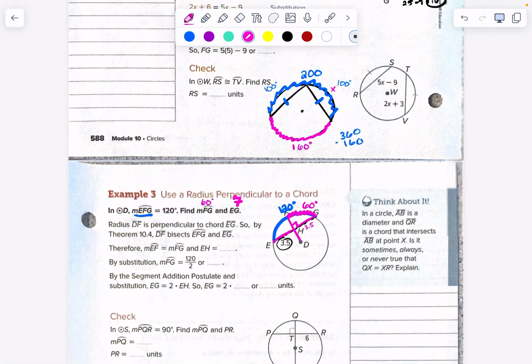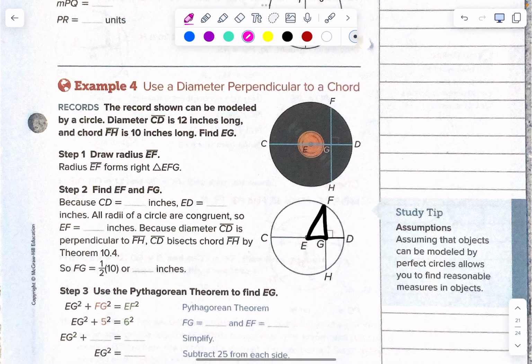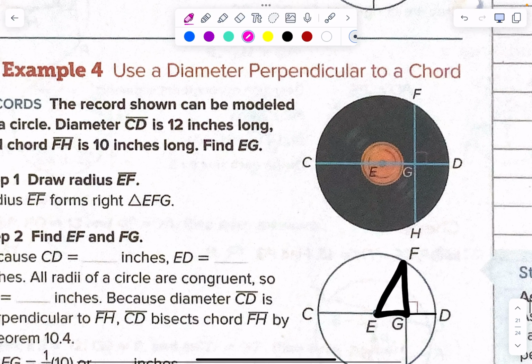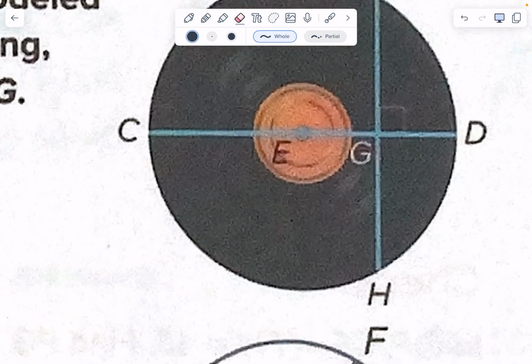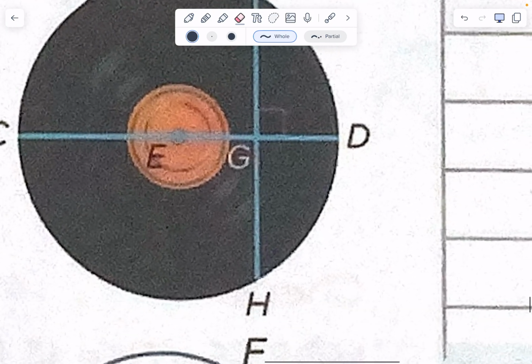Perfect. Okay. Example 4. This one's the hardest one. Okay, pay close attention to this one. This one's hard. All right, we have to really use some thought when we're doing this, okay? All right, things that are true, just looking at the way that this is set up.